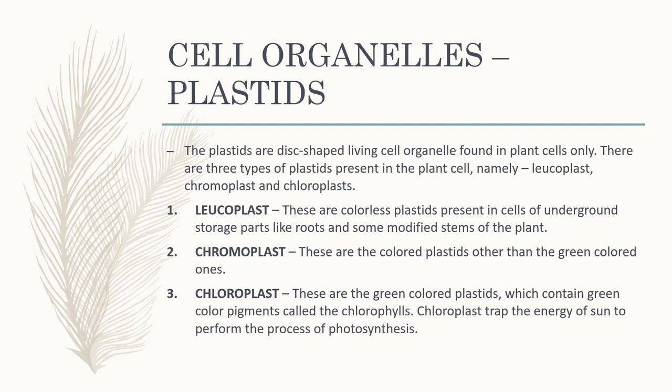Leucoplast, these are colorless plastids present in the cells of underground storage parts like roots and some modified stems of the plant. Chromoplasts, these are the colored plastid other than the green colored one. Chloroplasts, these are the green colored plastids which contain green color pigments called the chlorophylls. Chloroplasts trap the energy of the sun to perform the process of photosynthesis. Hence, chloroplast is very important type of plastid.